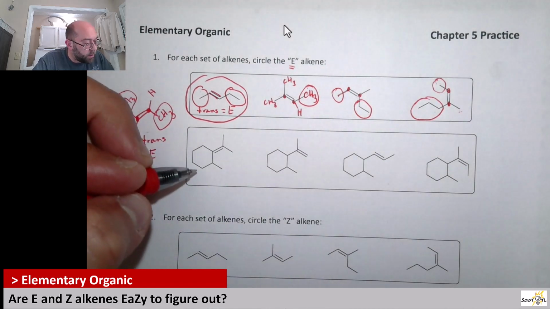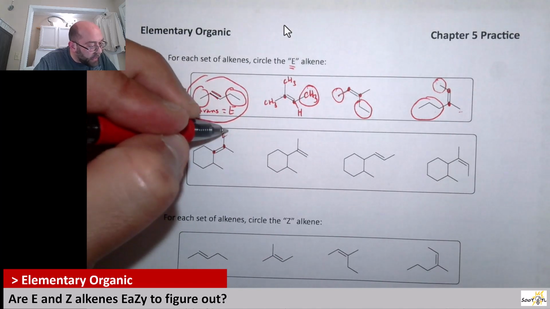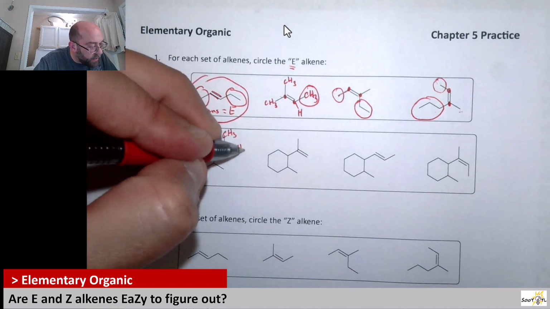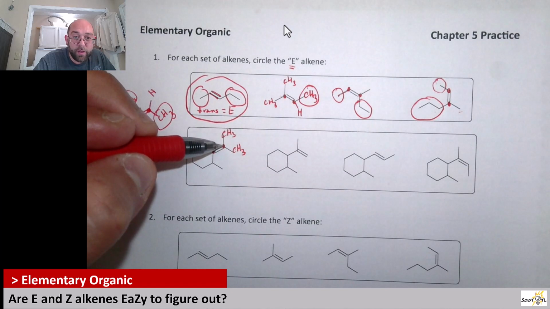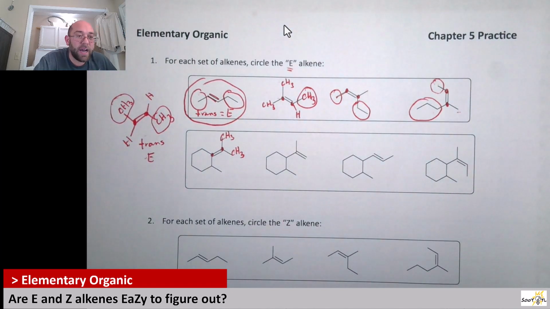All right, if we look at these two carbons, because we have a methyl and a methyl here, this one carbon that has the double bond has two of the same groups. I can't label this as E, I can't label it as Z, I can't label it as cis, and I can't label it as trans.